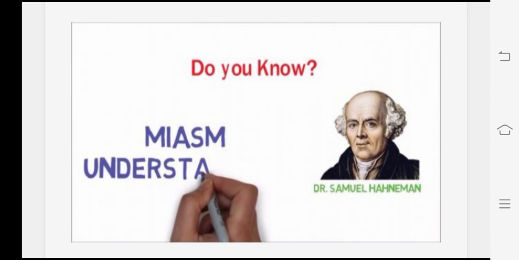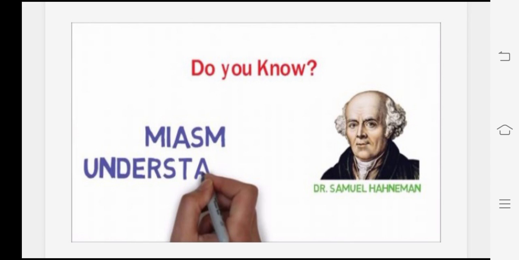Then miasm may be of two types; they divided the miasm into two types. The first one is acute miasm, and the second one is chronic miasm. So this is the classification of miasm: acute miasm and chronic miasm. Miasm is a dynamic disease producing power, and acute miasm and chronic miasm are its two types. So what is meant by acute miasm?